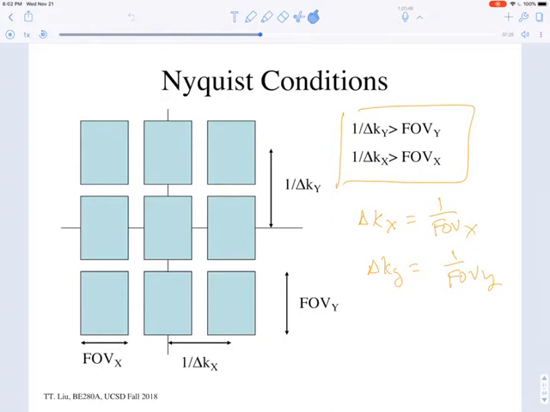Sometimes the FOV in x and y will be the same, but in general, you can have rectangular FOVs. For example, if you're imaging the spine, you might have a very long FOV in one direction, but narrow in the other direction. So you do need to pay attention to both the x and y fields of view.